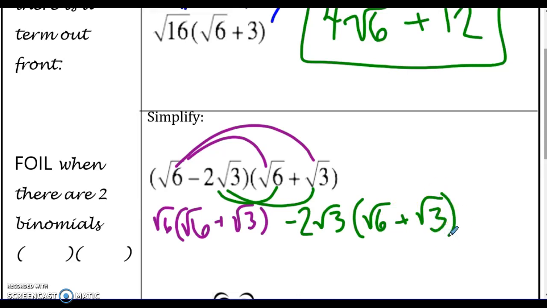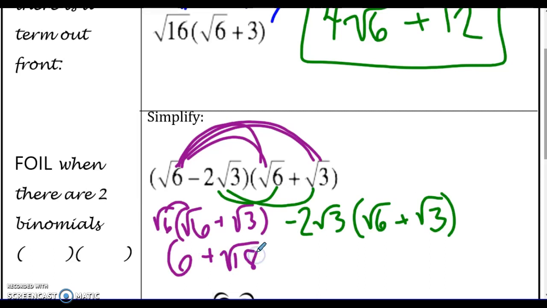Let's try that. So if I do square root of 6 times the square root of 6, that gives me the square root of 36. What is the square root of 36? 6. And then square root of 6 times the square root of 3 gives me plus the square root of 18. Okay, I'm going to stop there just for a moment, but I am going to come back to that.